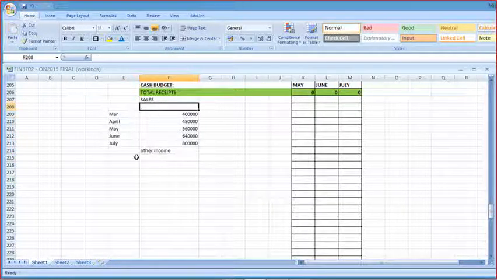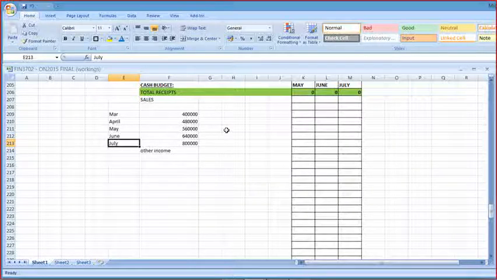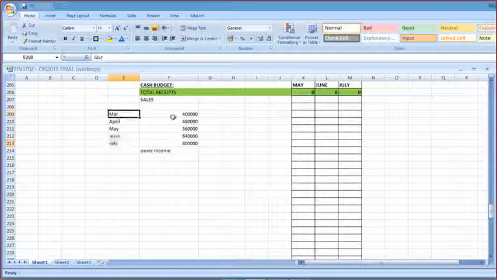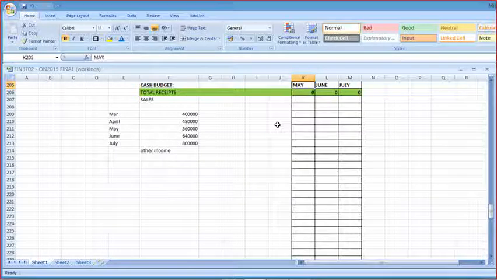Okay, there's my sales for March, April, May, June, July. That's what we read in the question. Do you agree? Yes. Okay, so we need to look at, does March affect May? Yes. How does March affect May? Because of how the collections work. Good, so what are we going to collect in May from March? The balance of the 25%, I think.